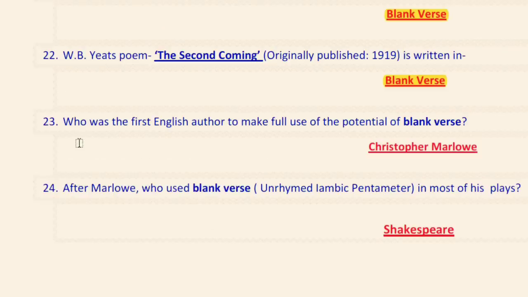Question number 23. Who was the first English author to make full use of the potential of blank verse? The answer is Christopher Marlowe. Question number 24. After Marlowe, who used blank verse, that is unrhymed iambic pentameter, in most of his plays? The answer is William Shakespeare.